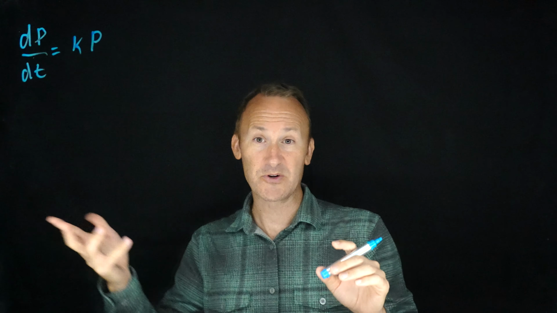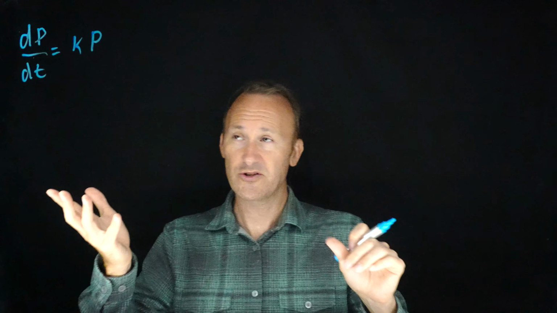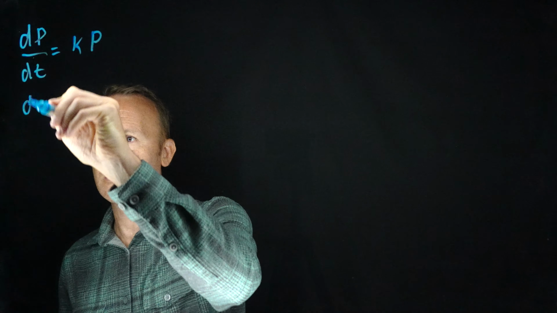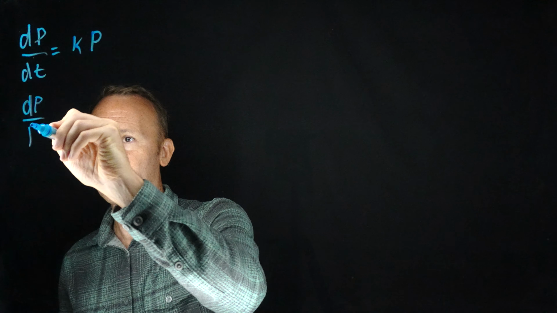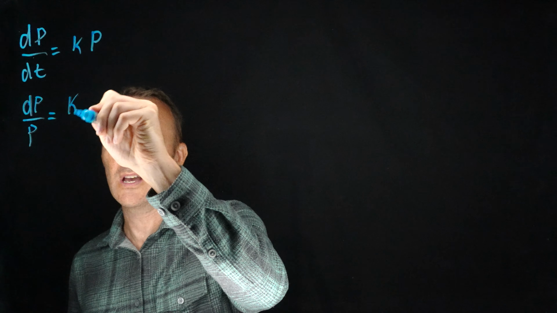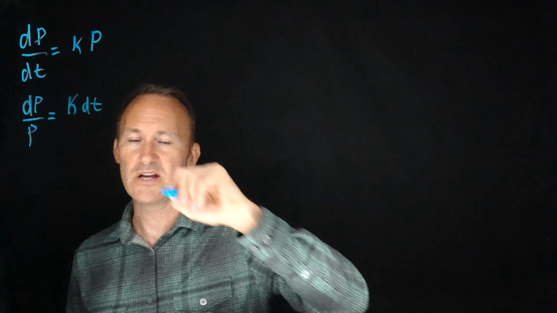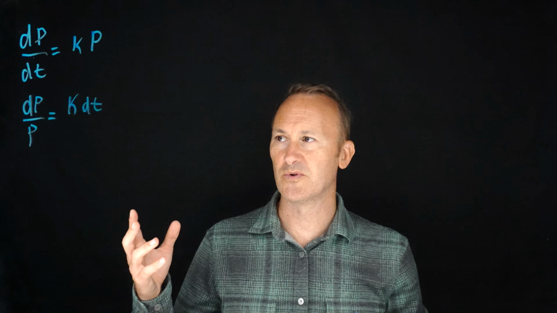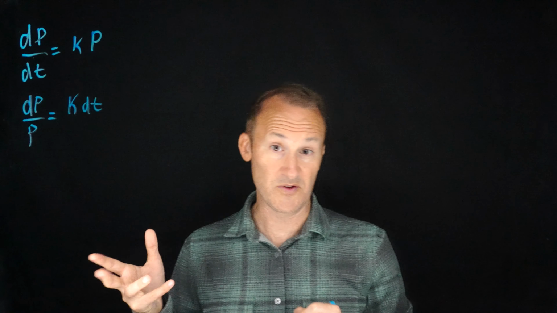Okay, the question is, how do we solve it? We use separation of variables. And we say dP over P, and we get the k could go either way, just leave the k here, equals k dt. Okay, so we've separated our variables. Now we take the integral of both sides.